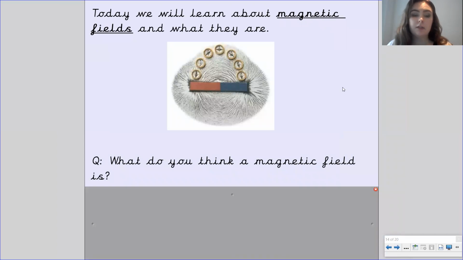So today we're going to be learning about magnetic fields and what they are. My turn, your turn. Magnetic fields. Magnetic fields. So what I want you to do now is I want you to have a think, or if somebody's nearby and able to discuss with you, I want you just to talk about what you think a magnetic field is. So pause the video to have a think or a discussion about what you think a magnetic field is.